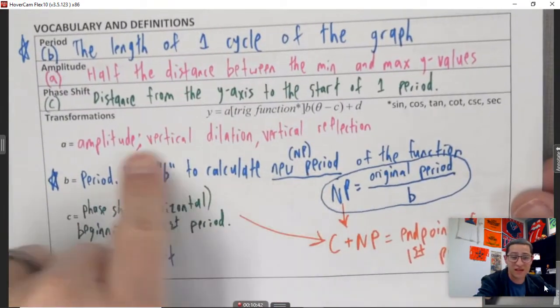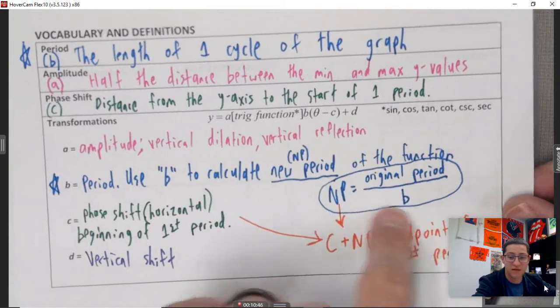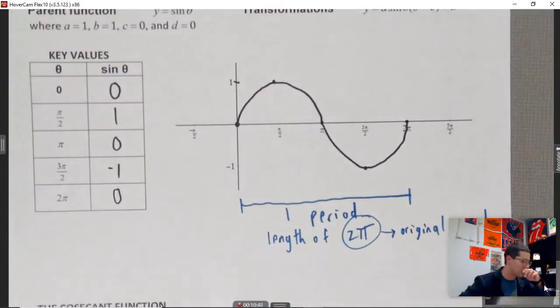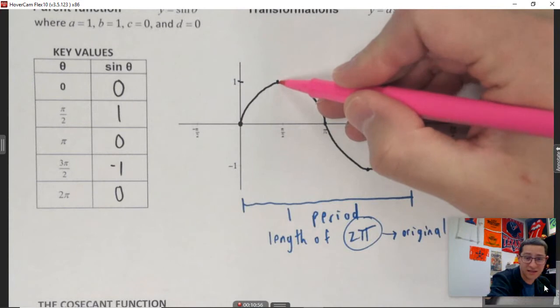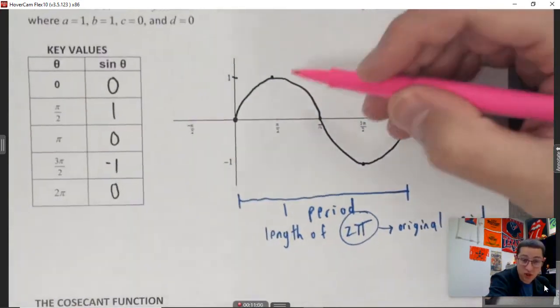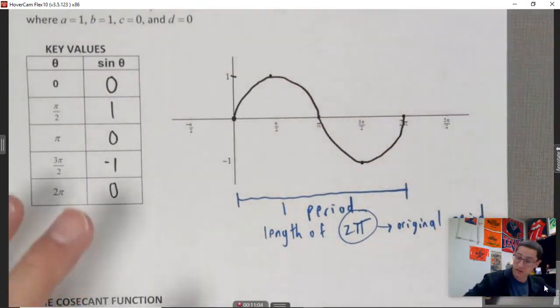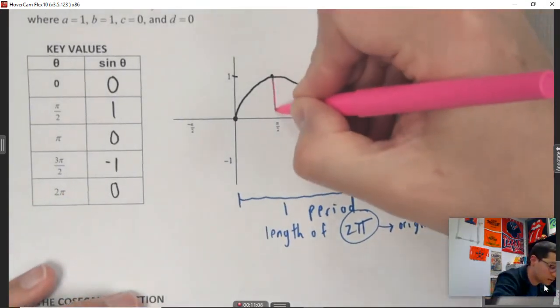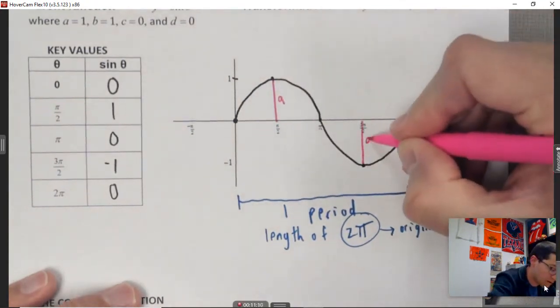So if you have a new b value, you're going to take your original period, which is 2 pi, and divide by b to get your new period. Cool? And then the amplitude is half the distance between your min and max y values, where your max is 1 and your min is -1. The difference between those is 2. Your amplitude is these lengths right here, that A and that A.